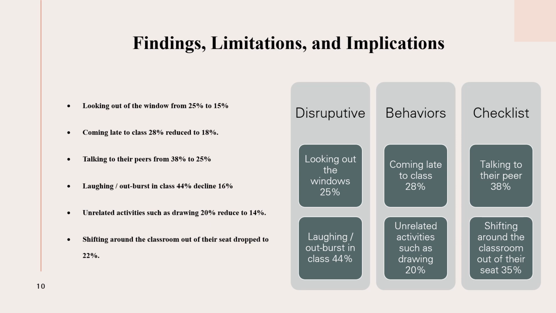Findings, limitations, and implications. Looking out of the window from 25% to 15%. Coming late to class, 28% reduced to 18%. Talking to their peers from 38% to 25%. Laughing or outbursts in the classroom, 44% declined to 16%. Unrelated activities such as drawing, 20% reduced to 14%. Shifting around the classroom out of their seat dropped to 22%.